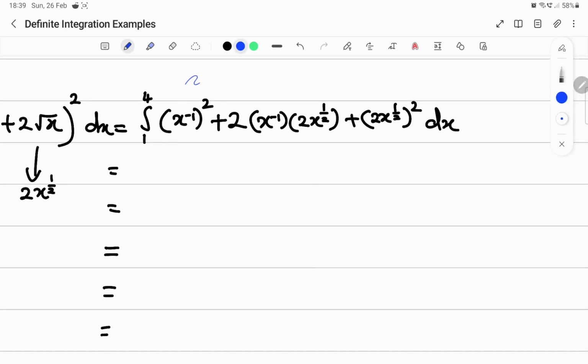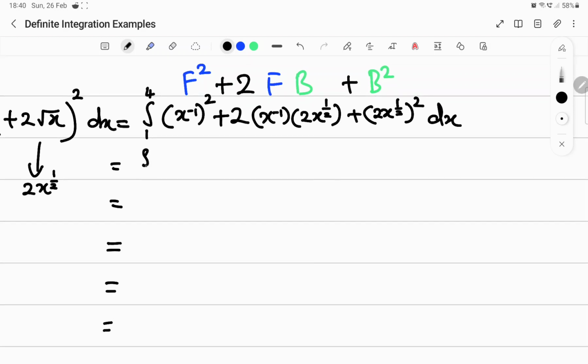Remember, square the front, and then double front and back, and then plus the square of the back. Like this. Very easy. It's better for us to simplify first before we proceed with the integration.